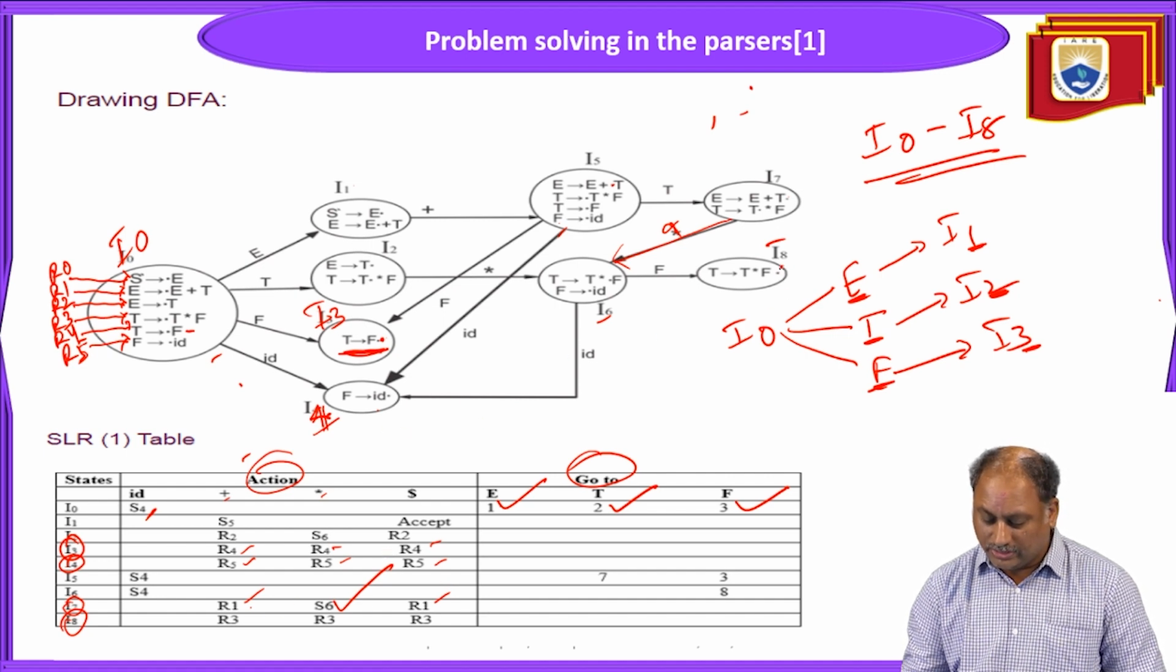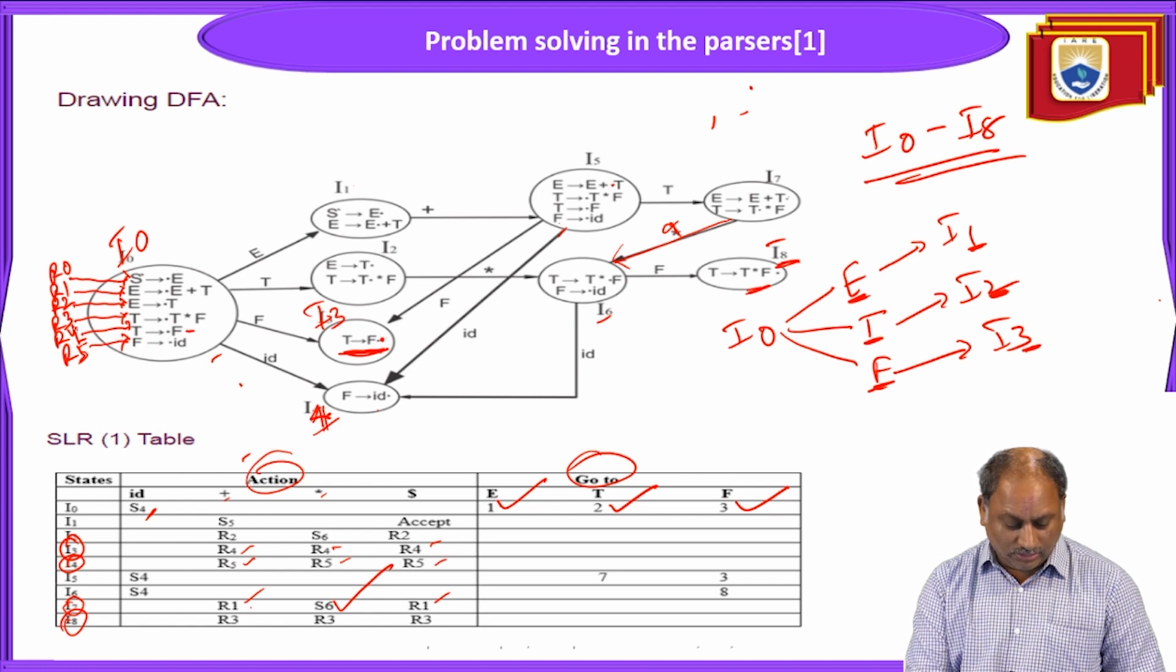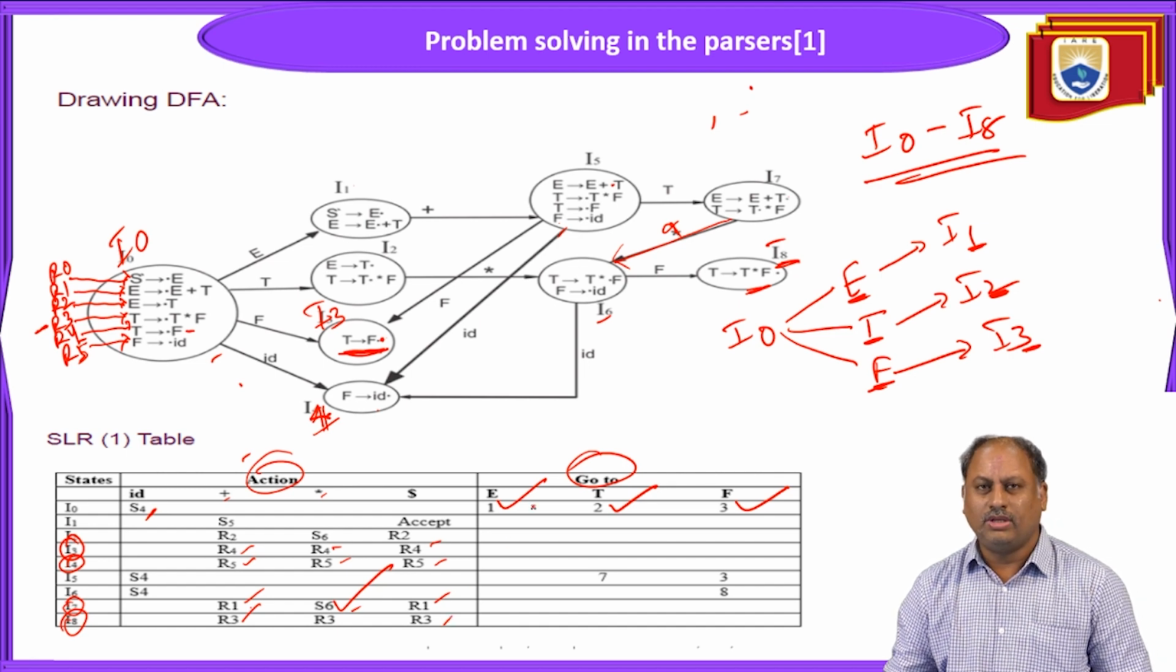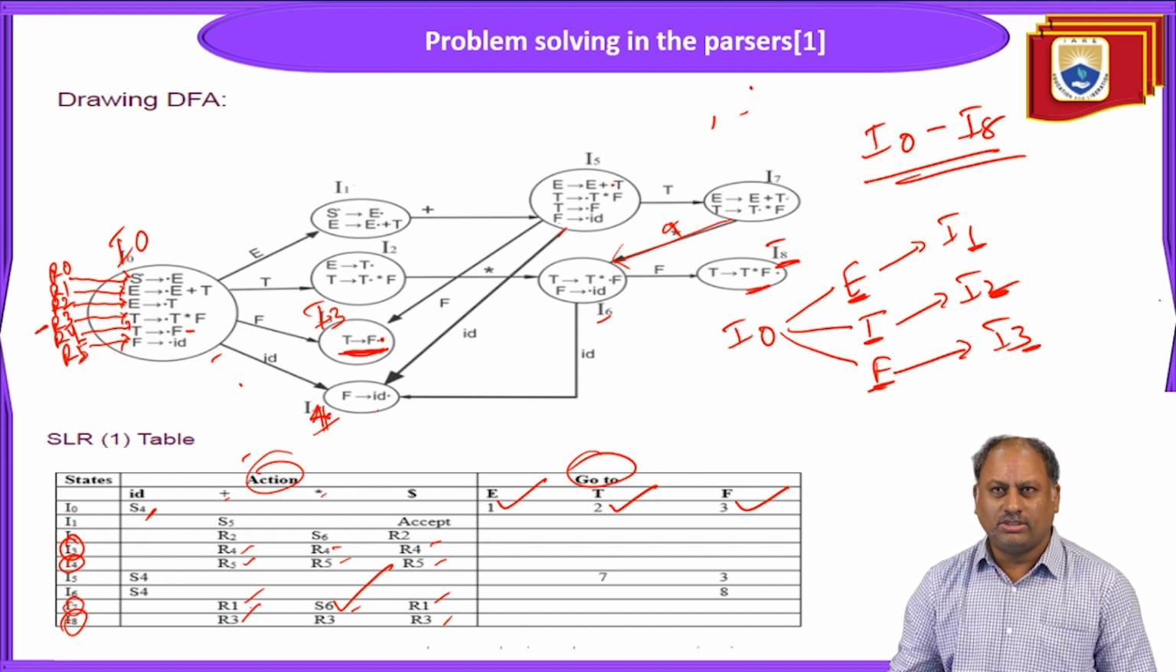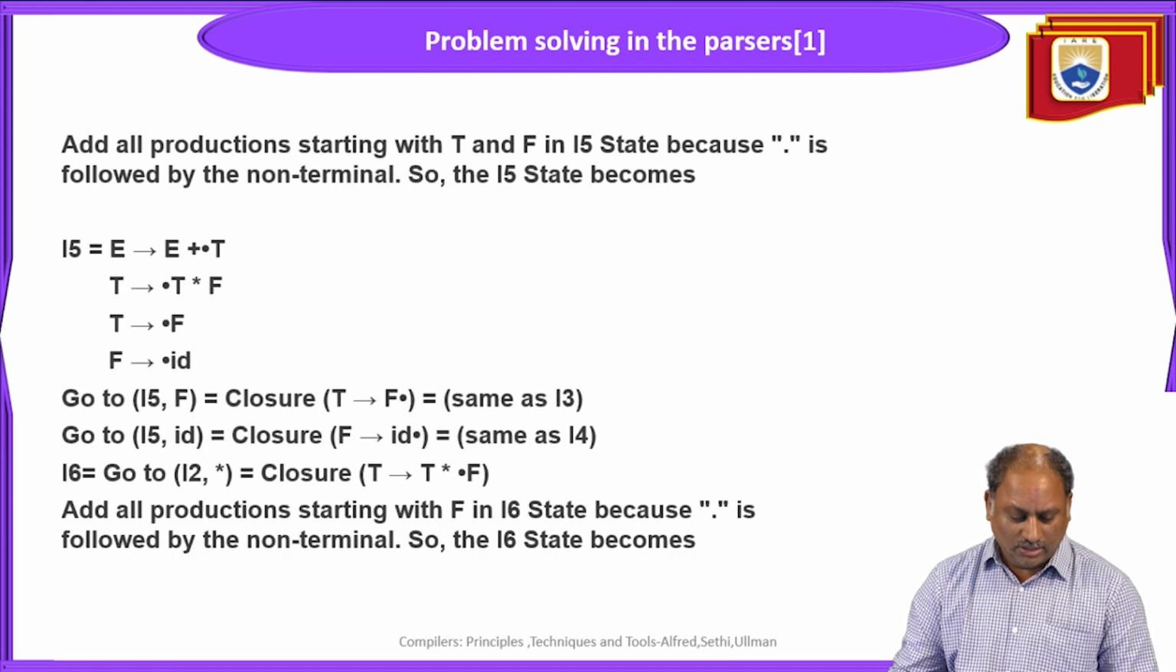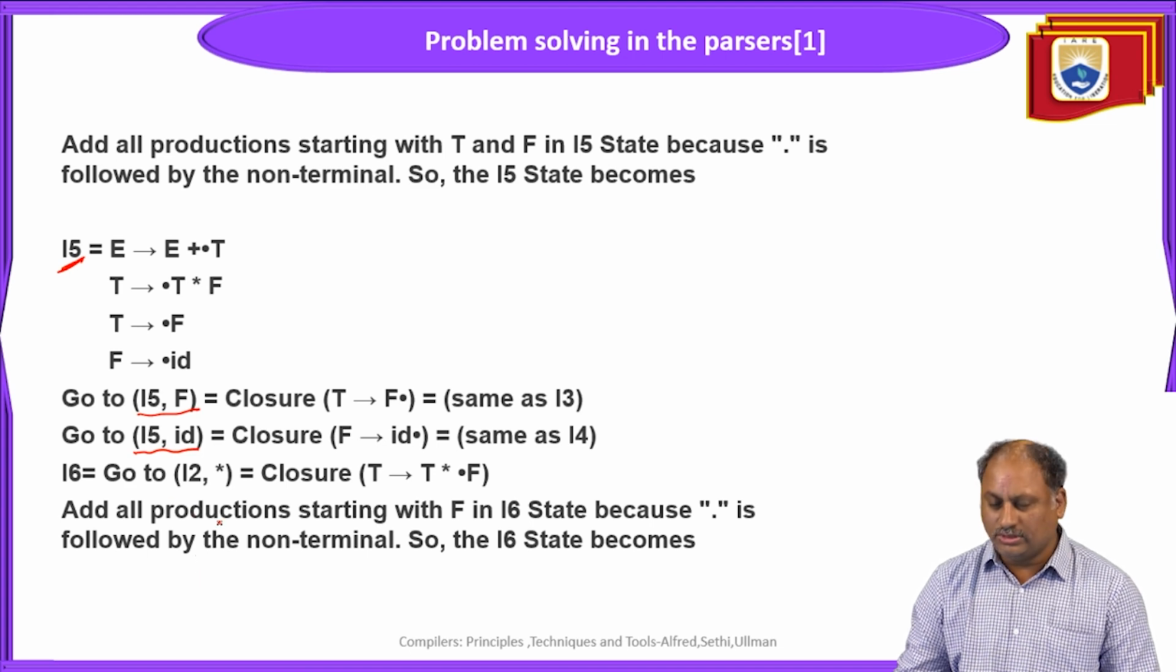Similarly, for the last one, I8. I8 is the production which contains T derives T star F. Now this is available in R3. So this R3 is to be written with plus, star and dollar, and we have to compute the closures of the items like this one. Suppose the state I5, then we have to compute the corresponding I5 with capital F, I5 with capital D, ID, and then we have to repeat the procedure if any non-terminals appear once again.